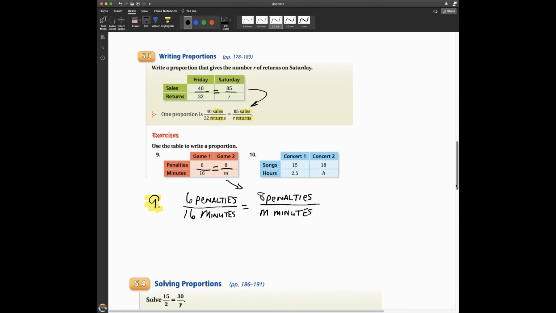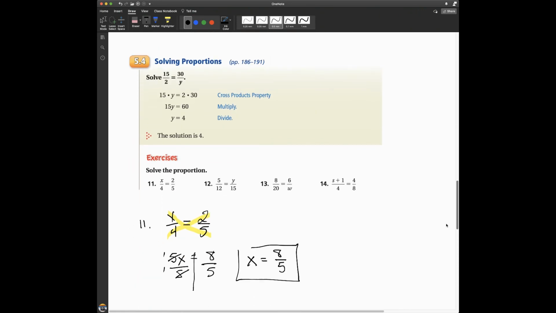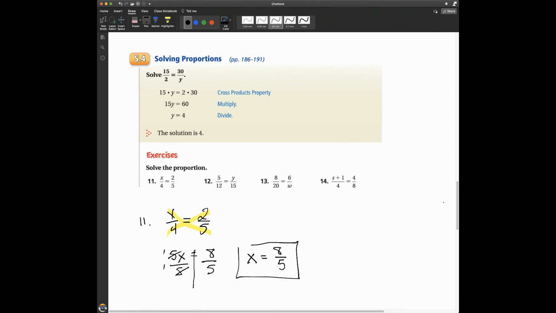All right, we're back. Last section, 5.4, the main idea in this section, solving proportions. Notice up here the variables in the denominator. And guess what they used? The cross products property. That property works whether the variable's in the numerator or denominator. So if you just want to solve these one way, I say use the cross products property.